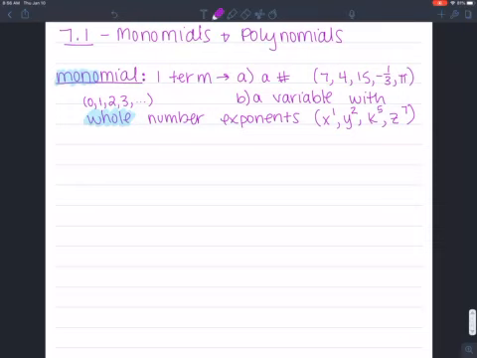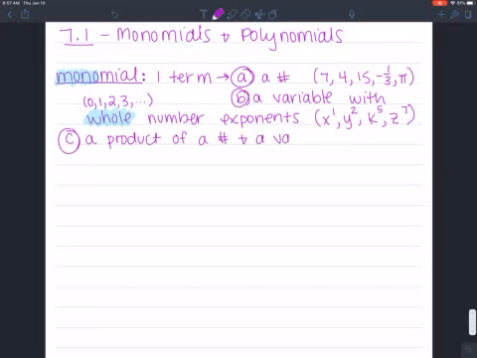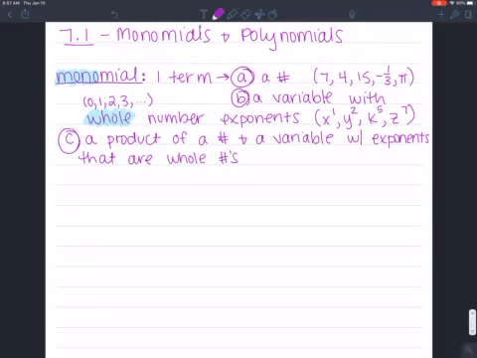We could also have one more example. So we've got A, B, and C, where we could have a product of a number and a variable, and again, with exponents that are whole numbers. A few examples of those would be 3x squared, 7y squared times x.